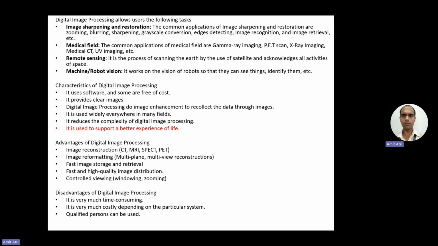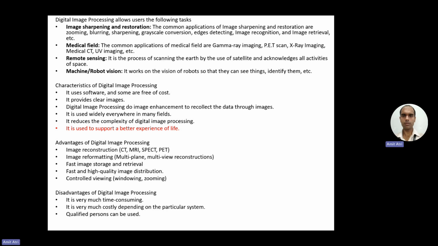The advantages are image reconstruction, for CT, MRI, SPECT, PET. Then the next is image formatting, with multi-view reconstructions. Then fast image storage and retrieval. After that, fast and high-quality image distribution. Then controlled viewing. Now the disadvantages: it is much time consuming.